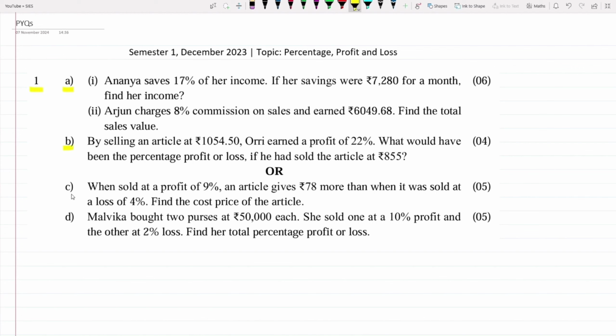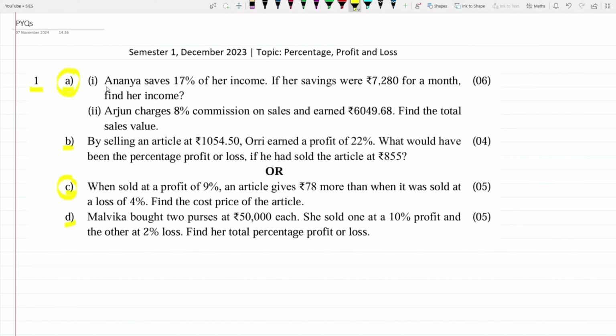As you can see, this is question number 1 and the student needs to attempt either A and B both or C and D. Please note that cross attempting is not allowed. That means that if someone attempts question 1A and 1C, then he or she will receive marks only in one place, wherever it is going to be the maximum. So let us go ahead and start with question number 1A.